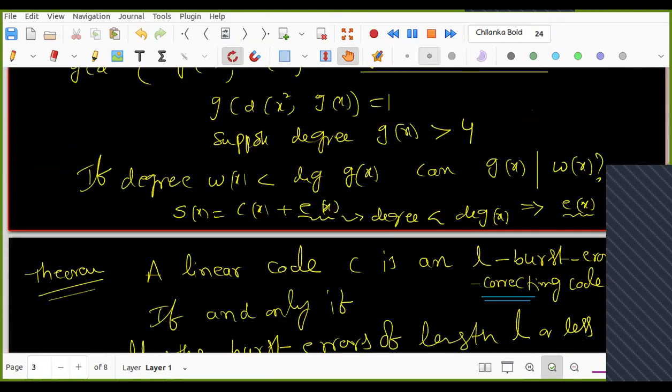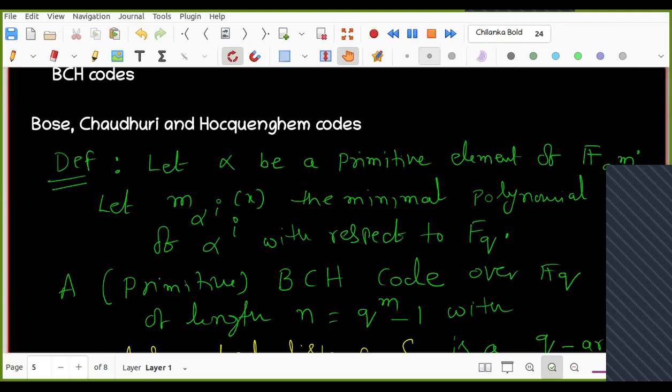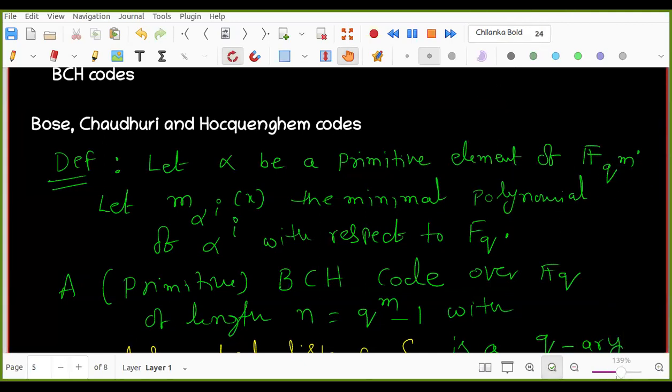Then I will take a small break now, and we'll meet again to discuss. This will be useful when you are clear with a little bit of cyclotomic cosets. Okay, anyhow, so let me start.